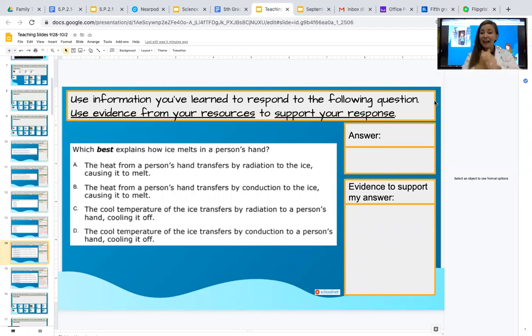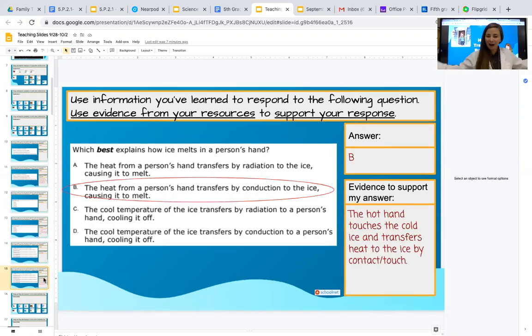Yes, you're right. And by you choosing B instead of D, that tells me that you remembered that heat goes from hot to cold. Fantastic, guys. I'm so proud of you. I think everybody just about got every single one of those answers correct. So yes, the ice is touching the person's hand. So the heat is being transferred from their hand, from the hot object to the cold object, the ice.